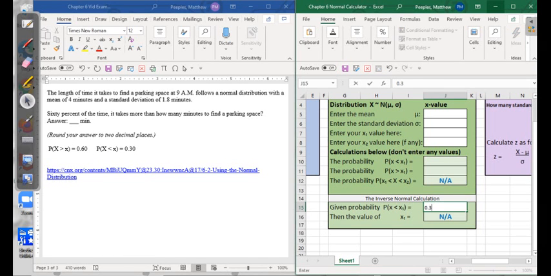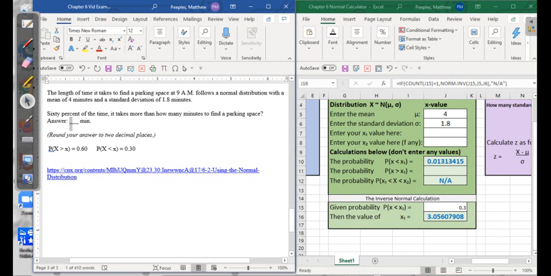So we're going to enter 0.3 in our normal calculator. Now, we haven't got anything yet because we've got to put in our mean. We're told our mean is 4 minutes, and that our standard deviation is 1.8 minutes. And there it is. 3.056. Well, nobody has a clock that accurate, so we're going to go ahead and round it to 2 decimal places. That's about 3.06 minutes. 60% of the time it will take us longer than 3.06 minutes to find that parking space.